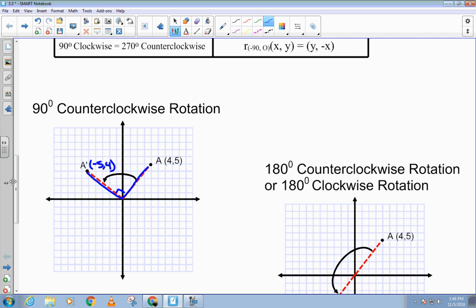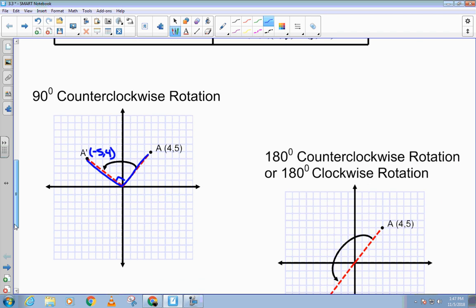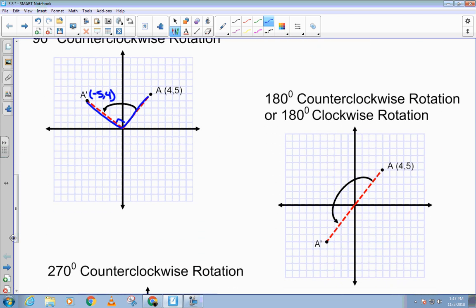All right. The rule for 180 degrees counterclockwise. Now, honestly, 180 degrees counterclockwise is the same as 180 degrees clockwise, right? Or half circle. So, a rotation of 180 degrees about the origin, you take your x and your y and you change the signs of them. They don't switch places or anything, they just change signs. Alright? So, if this is 4, 5, then it should make a straight line, okay? Equidistant to the origin is going to be negative 4.